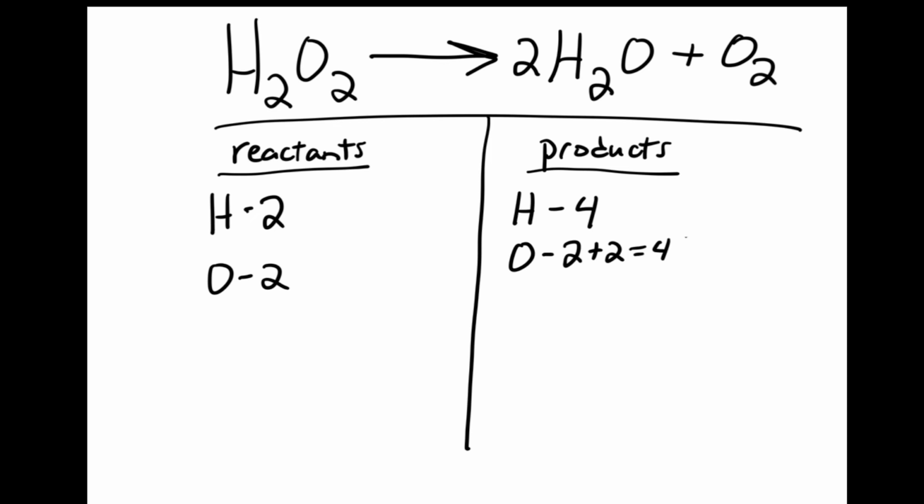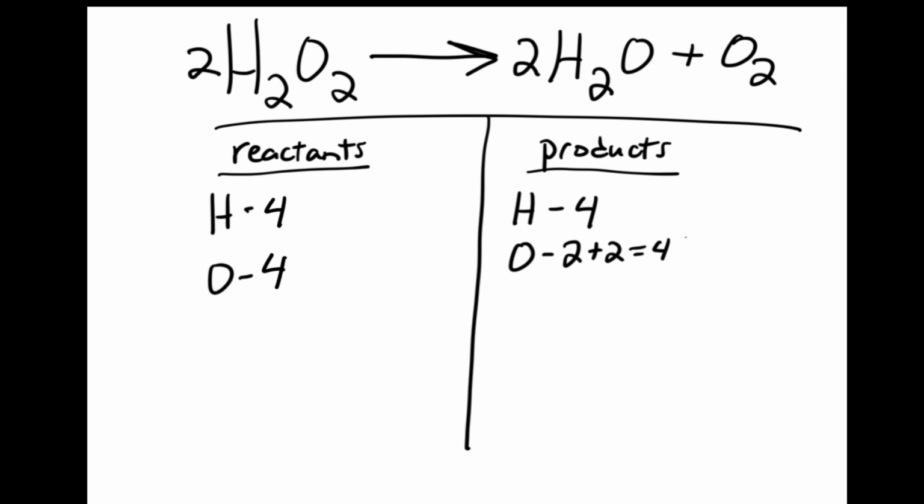Now on the reactant side, I've got 2 hydrogens and 2 oxygens, and I need to get both of those up to 4. So let's erase these and start over. That means 2 times 2 of hydrogen is 4, and 2 times 2 of oxygen is also 4.